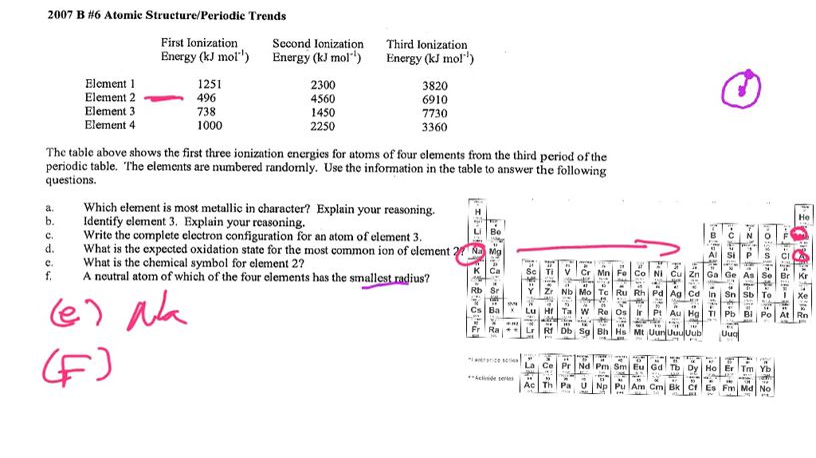Surprisingly, they didn't say explain the answer here. But I definitely think it's going to be element 1. And if we were going to write out an explanation, it would be because the smaller atom has the higher ionization energy, and that has the highest first ionization energy.